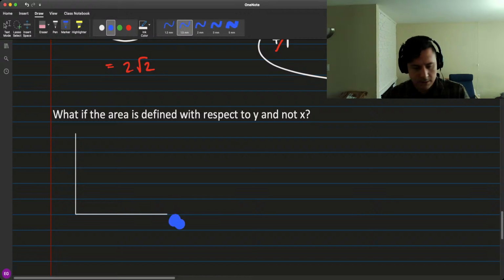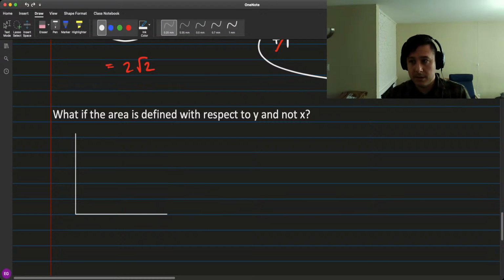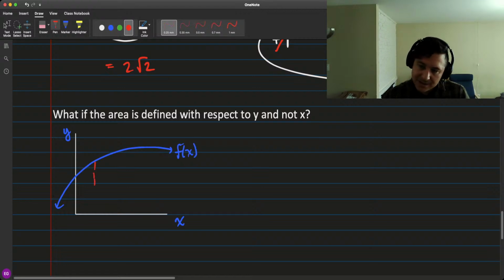Here's your x-axis, here's your y-axis. Let's draw our function f of x. Let's have our other function g of x.